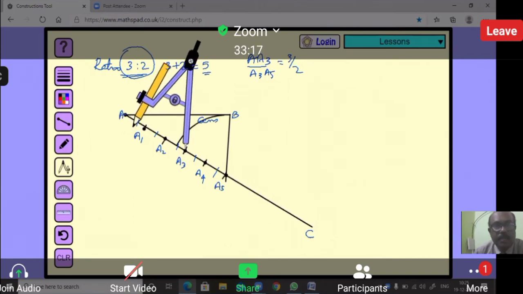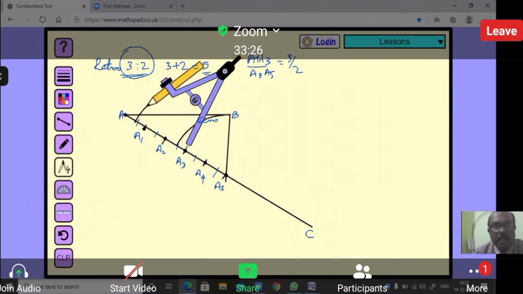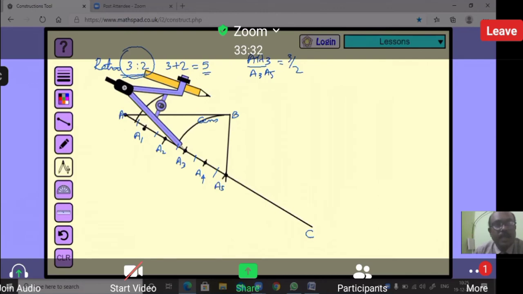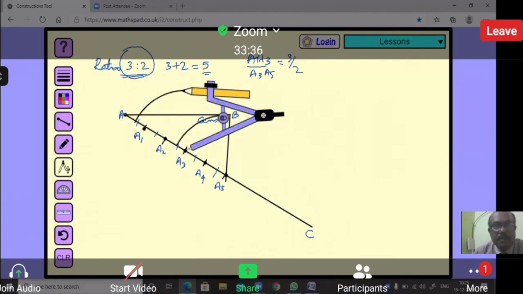What was the radius of the previous arc I made from A5? The same radius I'm going to use to draw another arc. It may go like this, no problem. Let it be.